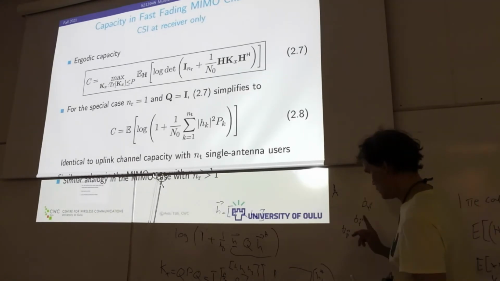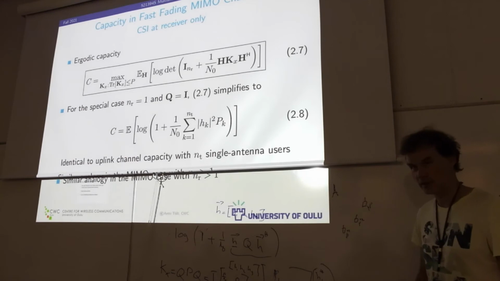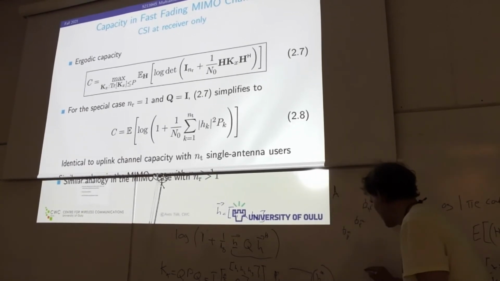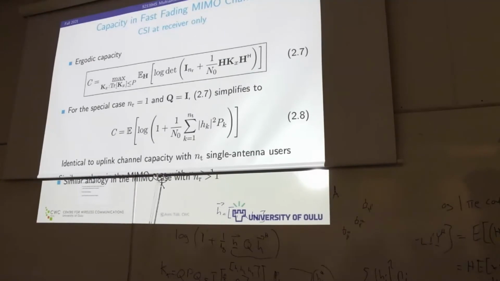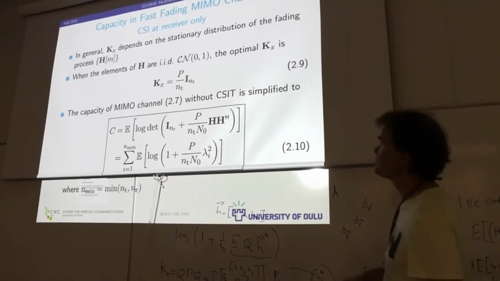Here we plug in P1, P2, P3. Very good. Then this is equivalent to the sum of |h_i|^2 P_i. Good.